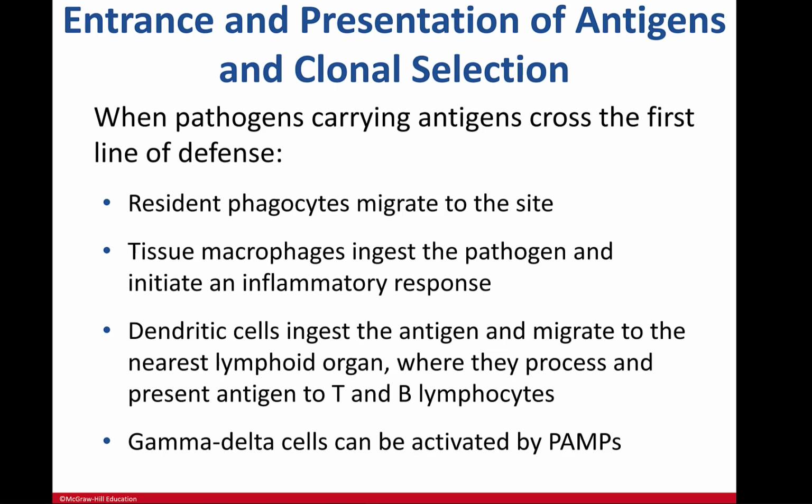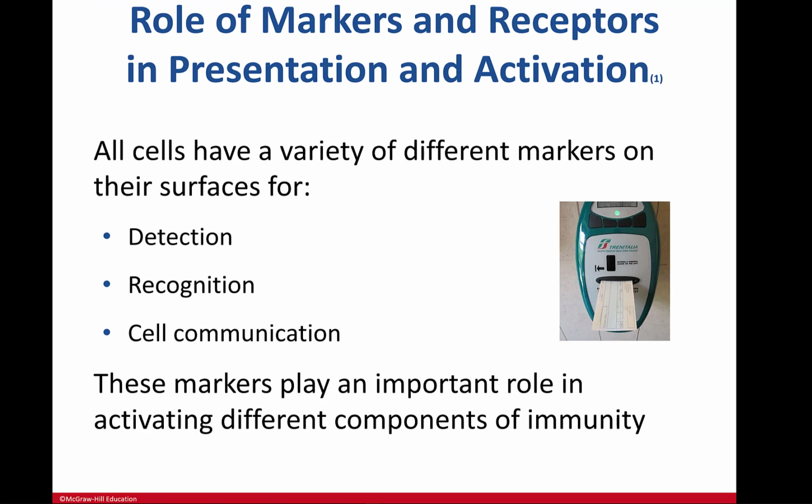Gamma delta cells can be activated by these pre-programmed proteins that we talked about, which are presented in the membranes and are unique or common to bacteria and viruses and all those sorts of things. And it's sort of a fast path. Okay, we've seen these before. Let's go ahead and get to your process, that sort of thing.